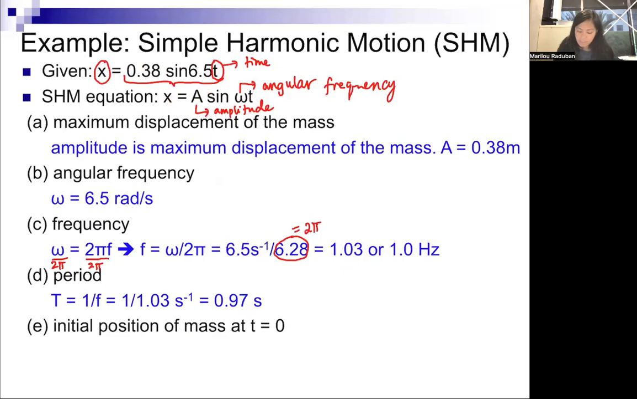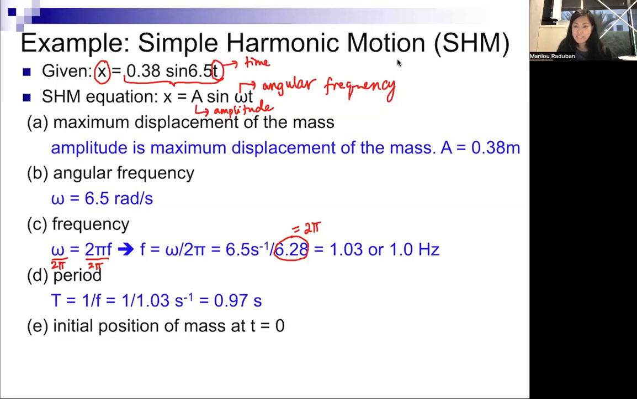Okay, what's the initial position of the mass at time t equals 0? What do you think is the initial position of the mass? Where did it start? Time t equals 0 means at the start of the oscillation. So there are only two possible answers here. Did the object start from equilibrium, or did the object start from the maximum displacement?